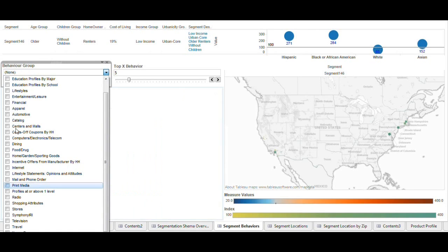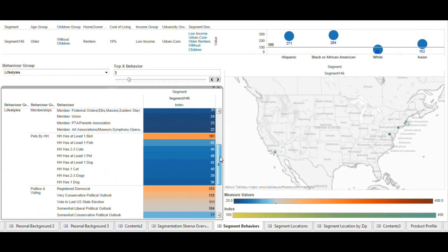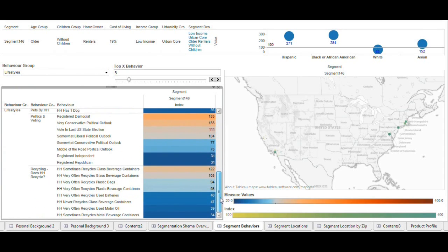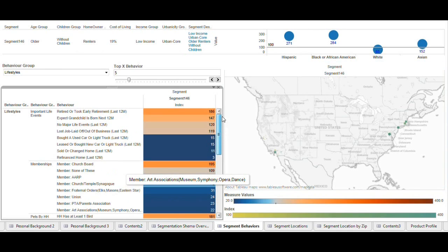Let's look at their lifestyle characteristics. And so, for example, they index very high on being members of a church board, and they index low on being members of an art association for a museum or symphony. So from what we know and what we understand of these segments that live in the northern part of New York, it seems pretty accurate information to who they are and what behaviors they have.